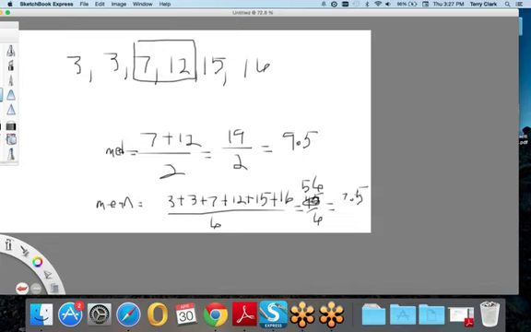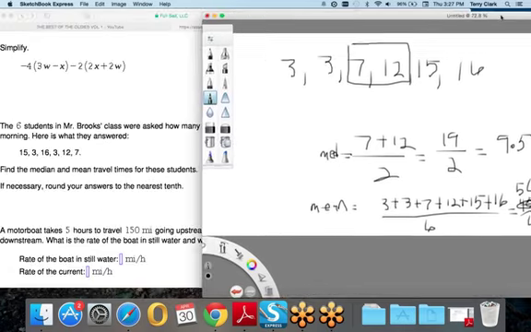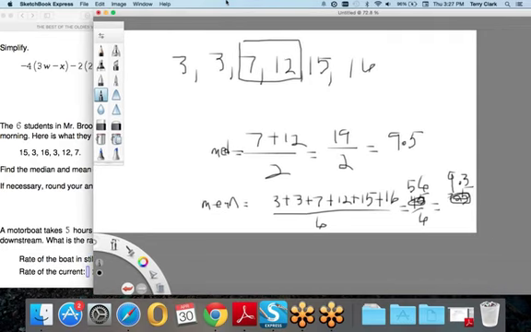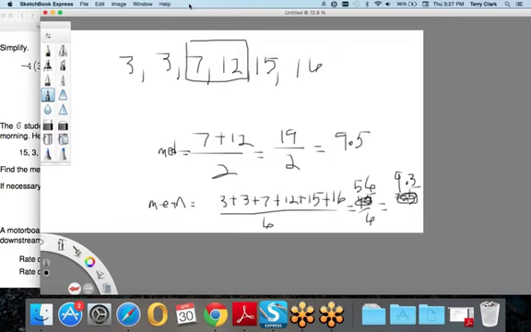These iPhones are not good for calculating. I don't like the calculator on here. It's going to be 9.33. So that's actually closer to the median. All right, so there we go. Moral of the story is, I think they said round it to the nearest tenth, so the answer is 9.3. But the moral of this story is don't use an iPhone as a calculator.